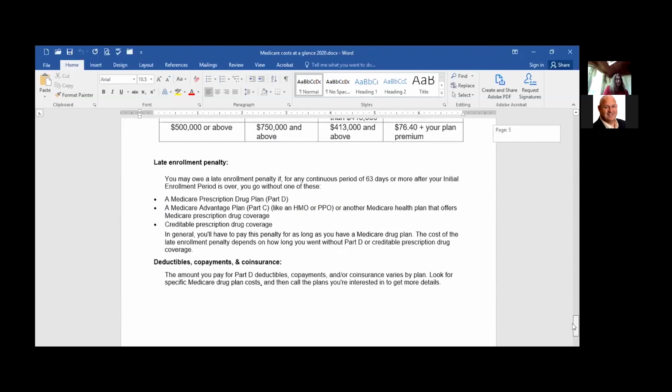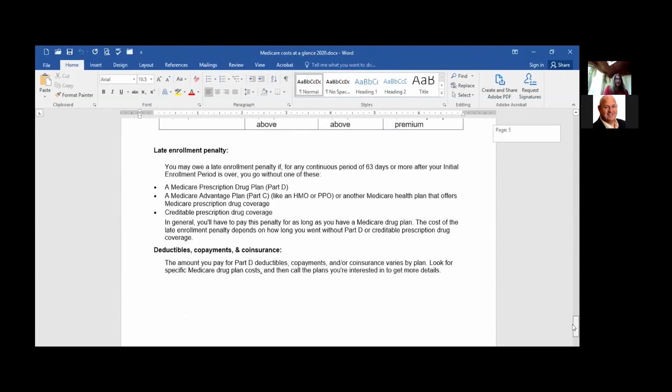Still scrolling, there we go. Toward the end of this document, you'll see some late enrollment penalties. And this will explain why it's important to enroll for the parts of your Medicare plan on time, because it can be very expensive to delay your enrollment for Medicare. And there are some exceptions to the enrollment periods. I think we have a screen with important dates. I'll wait till we get there.